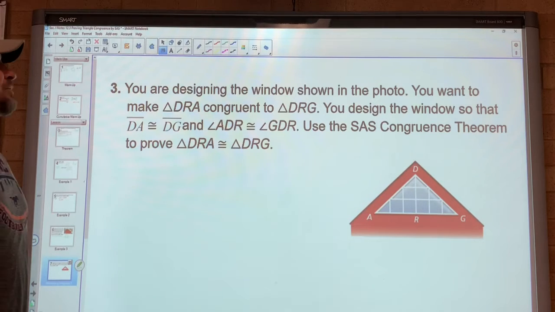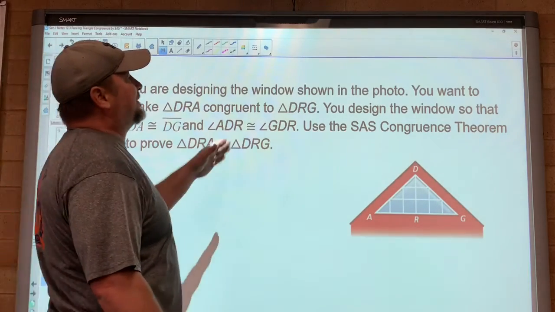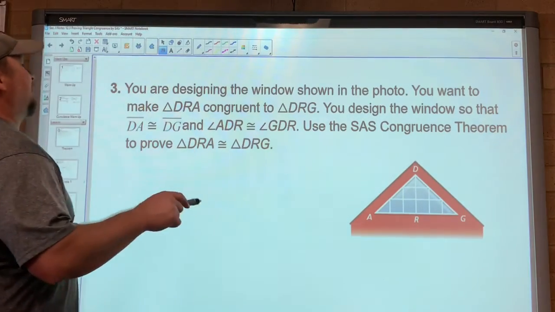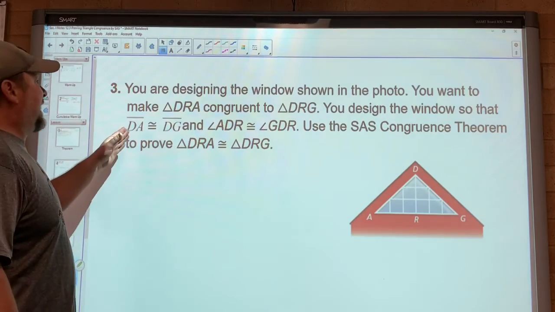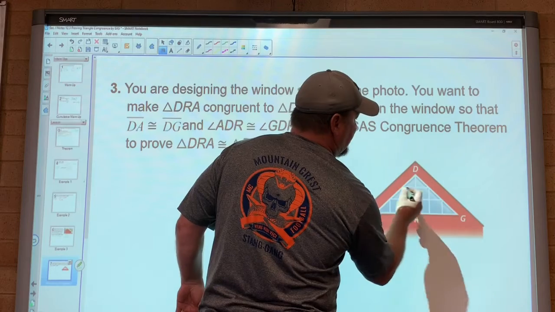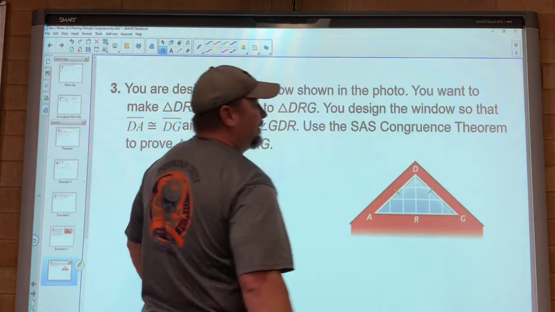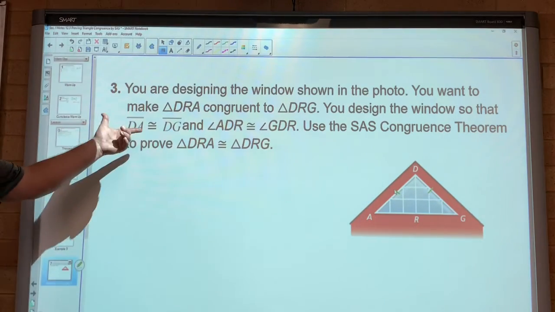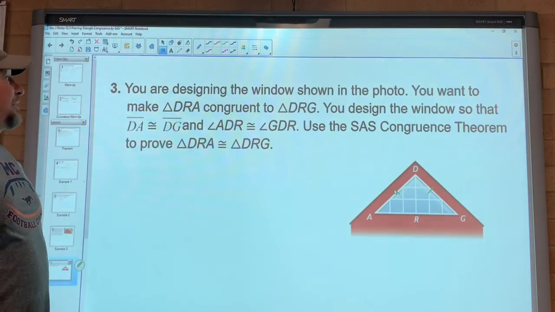You're designing a window to show in a photo. You want to make triangle DRA congruent to triangle DRG. You design the window so that segment DA is congruent to segment DG. So DA is congruent to DG. I'm going to mark those already. Okay? Because you said that they are congruent. You made them the same length.